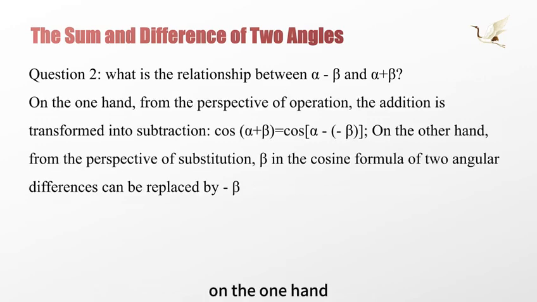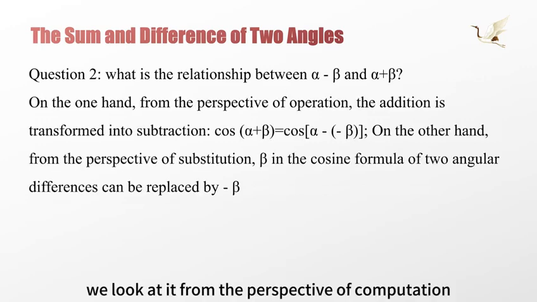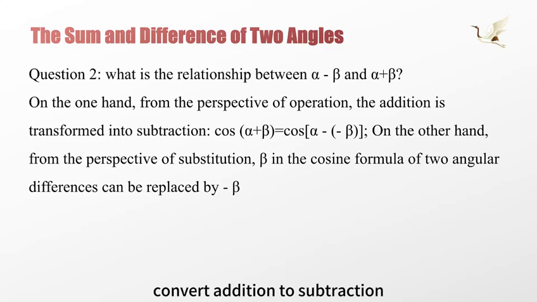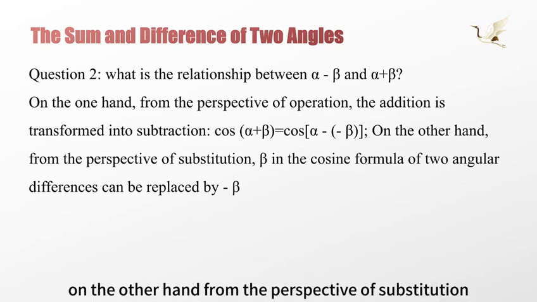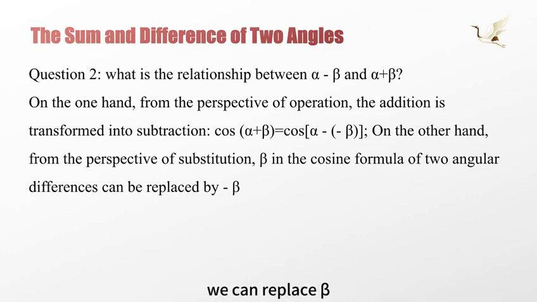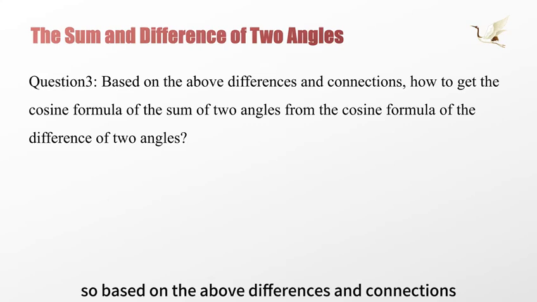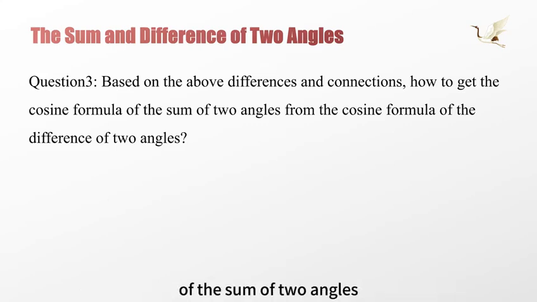On the one hand, we look at it from the perspective of computation. Convert addition to subtraction, that is, cosine of alpha plus beta equals cosine of alpha minus negative beta. On the other hand, from the perspective of substitution, we can replace beta in the cosine formula of the difference between two angles with negative beta. So, based on the above differences and connections, how do we obtain the cosine formula of the sum of two angles from the cosine formula of the difference between two angles?